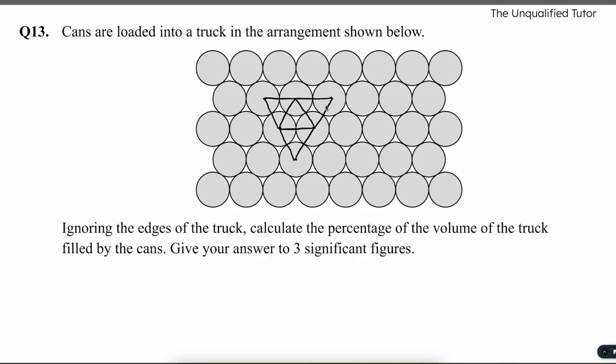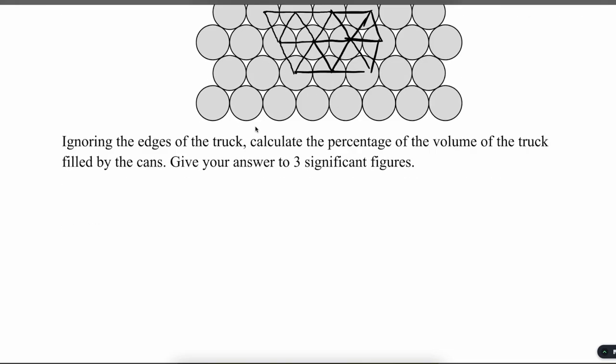So really, this pattern here is just a whole load of repeating tessellations of the same exact circle pattern. And that pattern, if we just find out the percentage of that pattern that is shaded, then we've worked out the percentage of the whole thing that is shaded. Then we've worked out the percentage of the volume of the truck that is filled by cans.